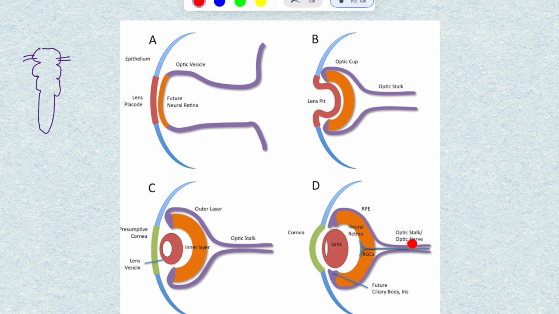We have the optic stalk or the optic nerve, that's our protrusion that comes from the diencephalon. This forms a bilayered structure of the retina, so the RPE and the neural retina. Anterior to that we have the lens, and then anterior to that the cornea. Interestingly, the very anterior part of this neuroectoderm, we have the future ciliary body and the iris.